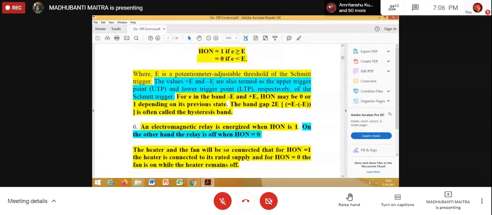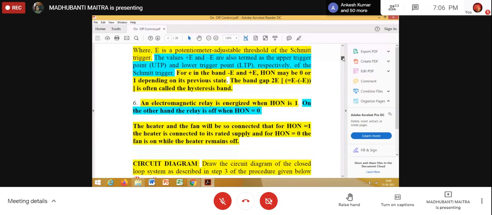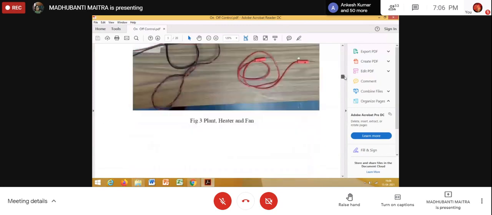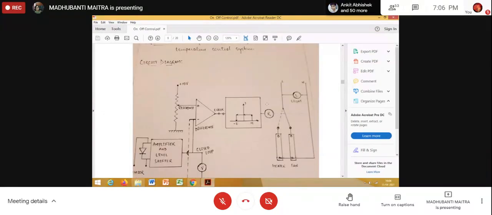So this plus E and minus E are also termed as the upper trigger point and lower trigger point. Let me show you once again. This one is the upper trigger point and this one is the lower trigger point.